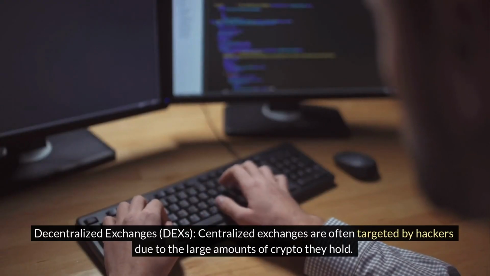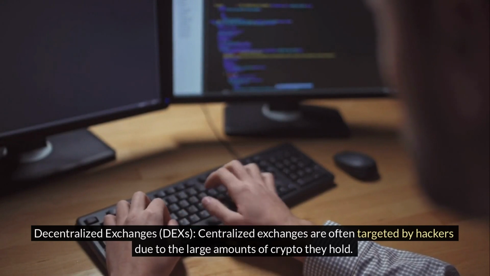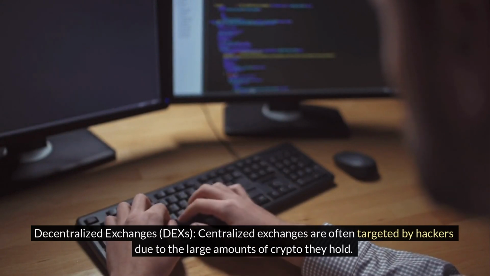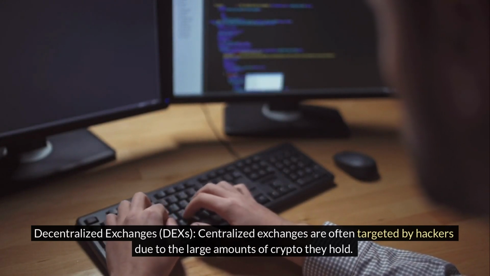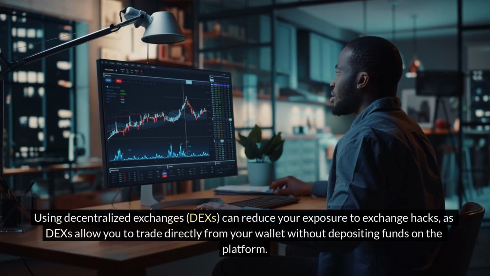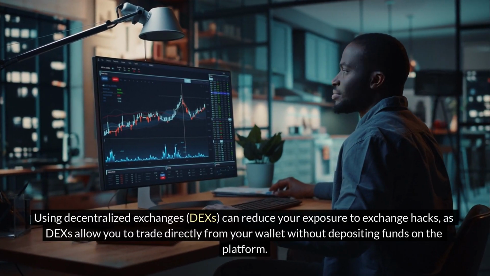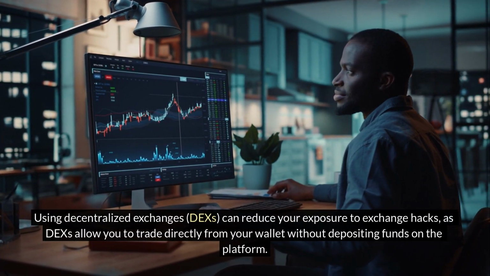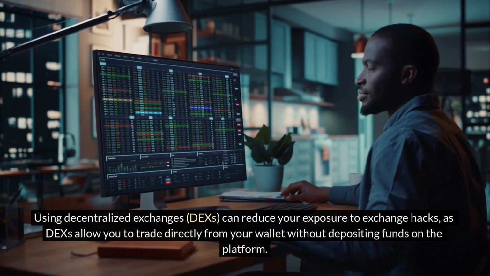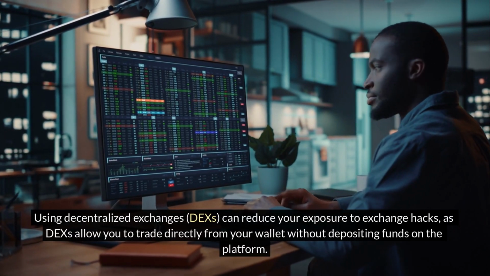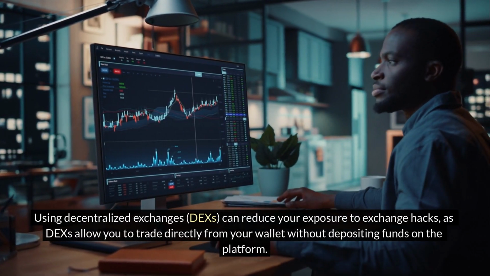Decentralized exchanges. Centralized exchanges are often targeted by hackers due to the large amounts of crypto they hold. Using decentralized exchanges, DEXs, can reduce your exposure to exchange hacks, as DEXs allow you to trade directly from your wallet without depositing funds on the platform.